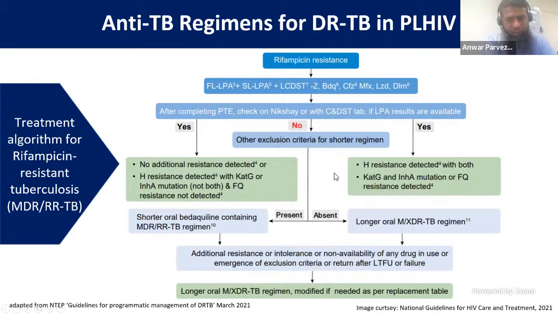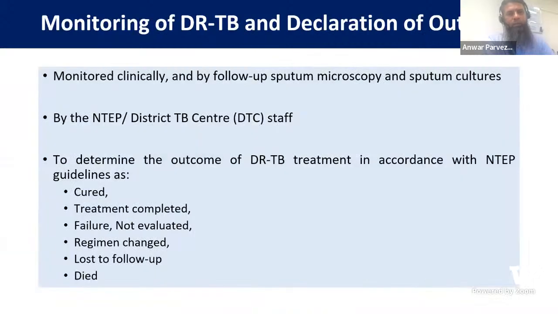Okay, so this is what I already said in the previous slide. If there is a rifampicin resistance identified on the first TB NAAT, this is what they do in the DRTB center, and they decide if the patient has to be given shorter oral or longer oral or injectable second-line anti-TB drugs. So again, all these patients who have drug-resistant TB are followed very closely in the TB program, and the programmatic definitions are assigned once the treatment is complete.